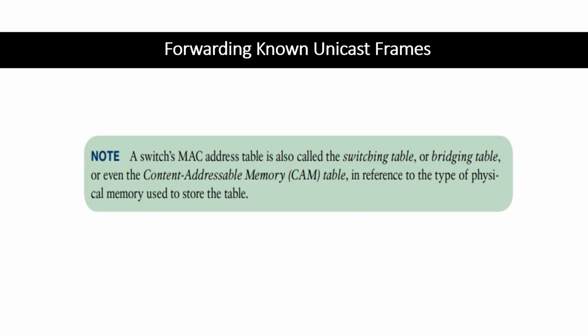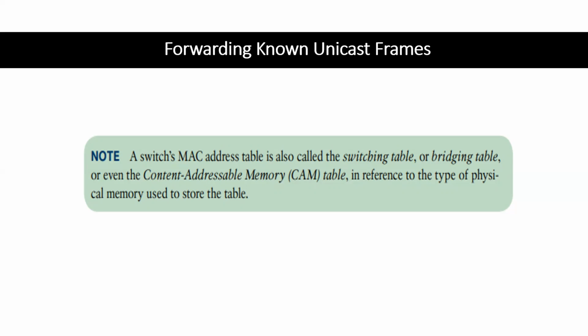A switch's MAC address table is also called the switching table or the bridging table, or even the CAM table, right? The content addressable memory table, in reference to the type of physical memory used to store the table. So that's in reference to the CAM table, okay? That definition at the end. But we're going to keep it simple. We are going to call the switch's MAC address table the MAC address table, okay?